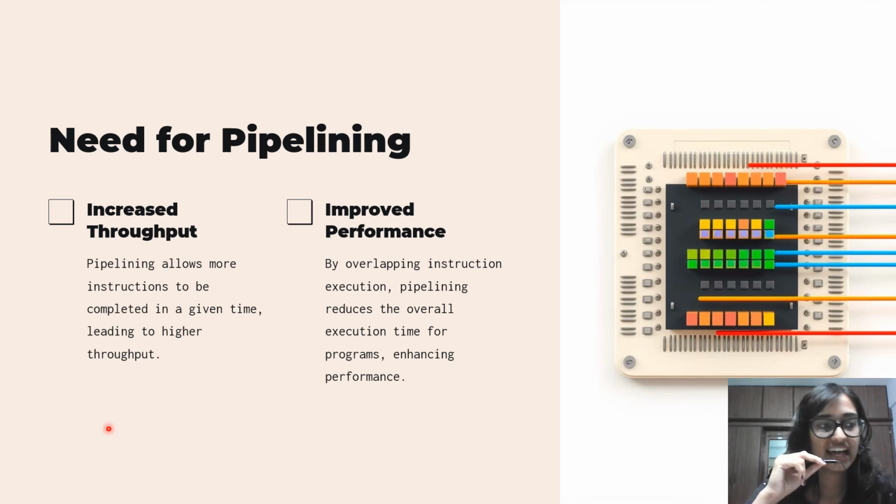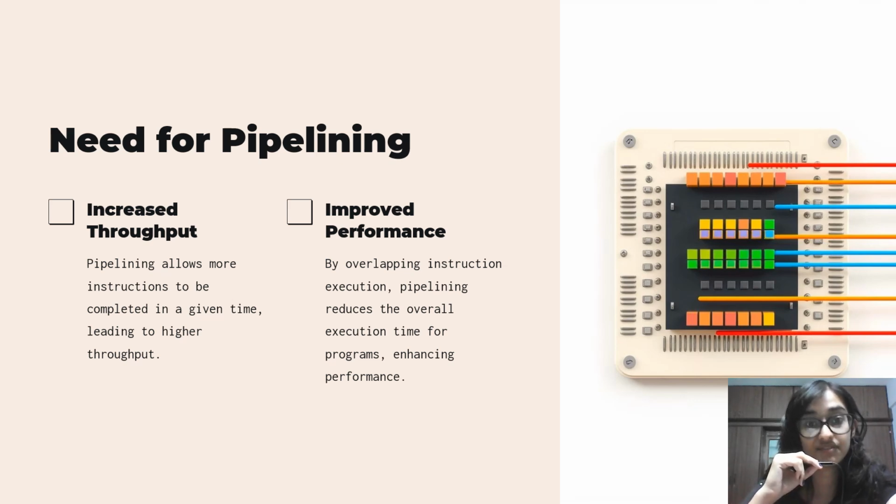Like I said, in 5 seconds, we can finish the first process as well as the second process, whereas without pipelining, we could have only completed one process. That is the throughput, the amount of instructions completed versus the time taken. Improved performance means that the overall execution time is reduced. Like we discussed earlier, from 8 seconds, we can bring it down to 5 seconds.